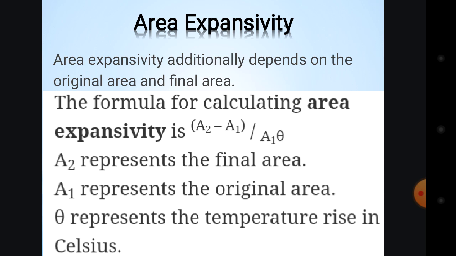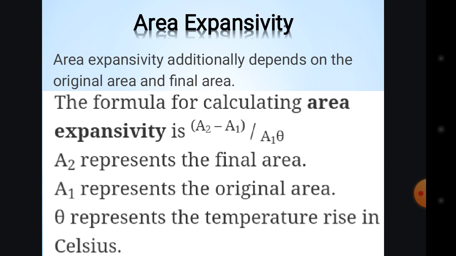So you see this is the area expansivity, and A2 represents the final area, and A1 represents the original area. Theta is in degrees Celsius, also representing the temperature rise in degrees Celsius. So this is the formula for calculating area expansivity.